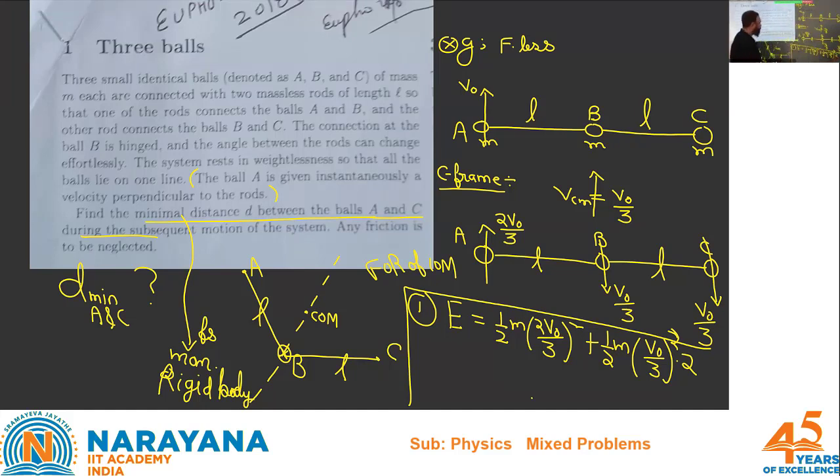So effectively what I am getting is a m v naught square term, a factor of 2 by 9 is there, and this will cancel out. This is m v naught square upon 9 term. So 3 m v naught square upon 9. So that becomes m v naught square divided by 3. Keep this term as such, the net energy.